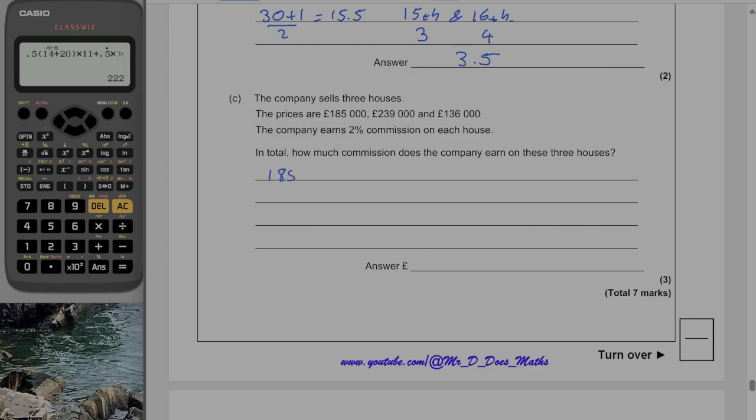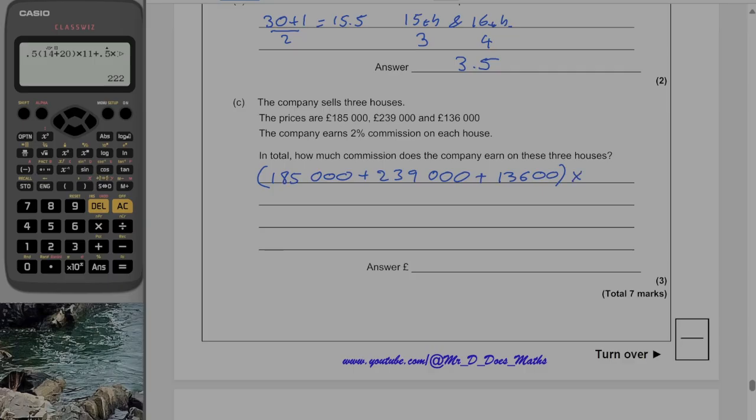So 185,000 plus 239,000 plus 136,000. And then we want to work out 2% of that. So we would just times by 0.02. And that'll give us our commission.